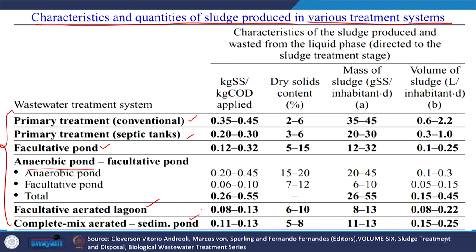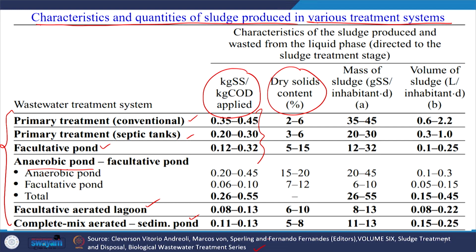In this table there are 4 columns, and they each report 4 different things. Okay. First thing is how much kg of suspended solids is produced per kg of COD applied. So, tentatively we can have an idea of how much production takes place, and based upon that we can tentatively calculate beforehand also. This data has been compiled from various reports, and is from this particular book volume which is giving this data.